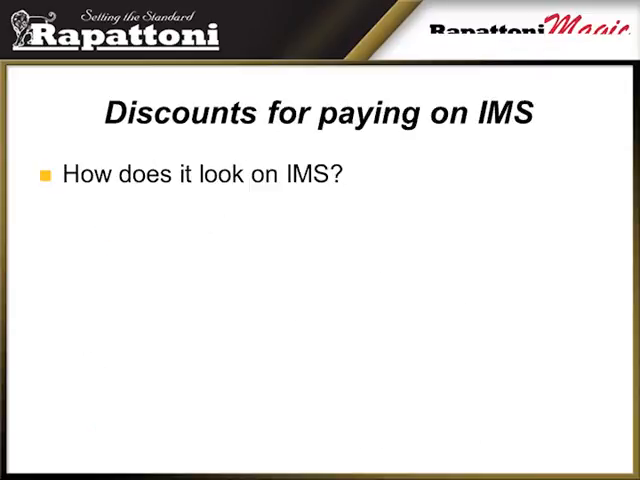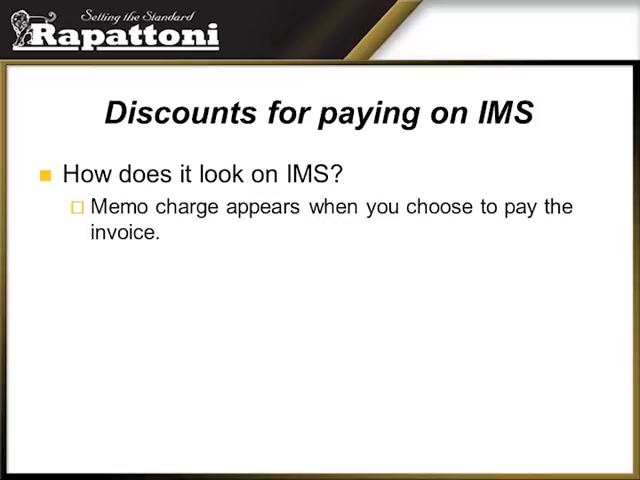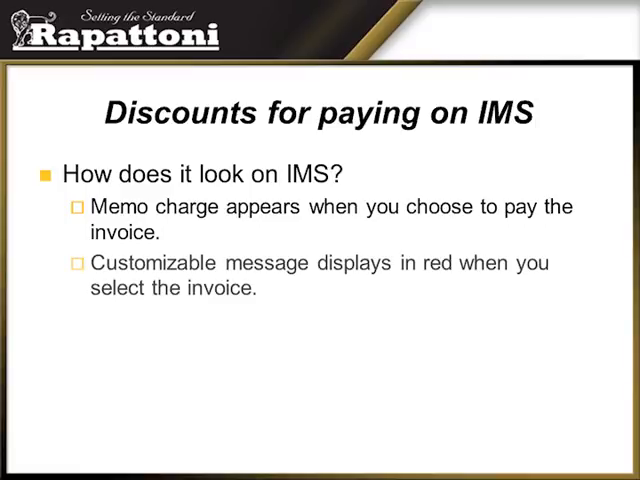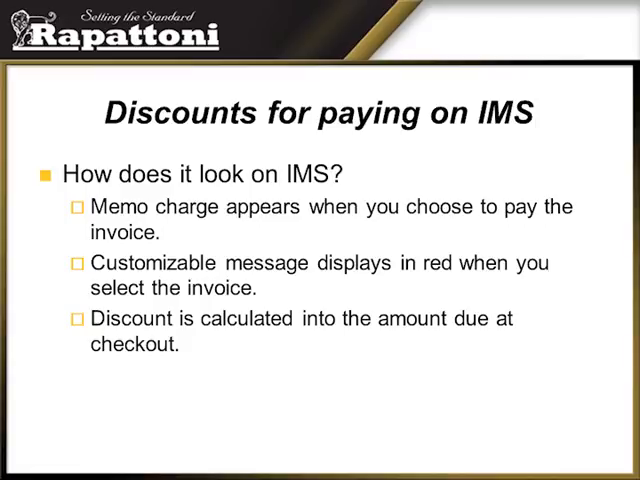Now let's take a look how it's going to look on the IMS. A couple of things that we're going to show you is, again, the memo charge appears when the member chooses to pay the invoice, as well as that the customizable message displays in red when you select the invoice, and we'll take a look at that. As well as the discount is calculated into the amount due at checkout, so the member will know exactly how much they're going to pay.